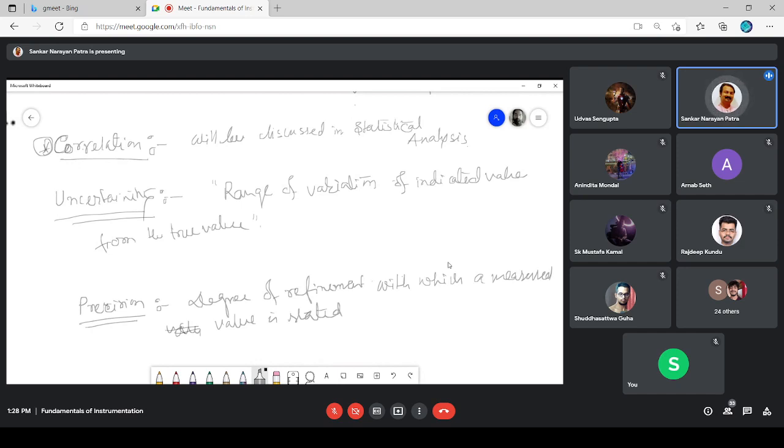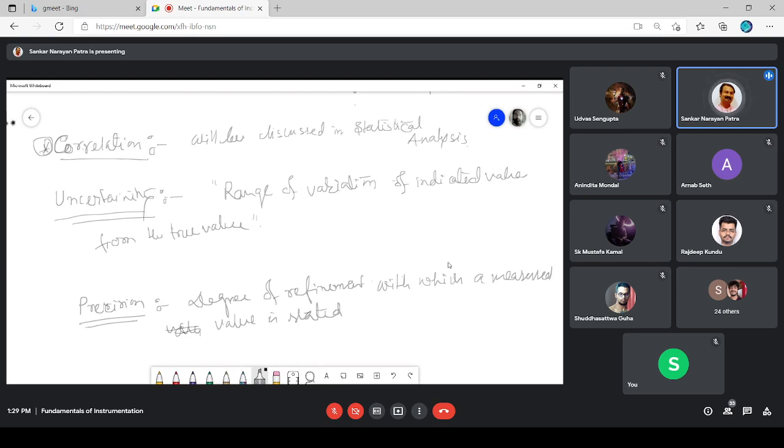The first one is highly precise but less accurate. In the middle, the second example I am giving, both accuracy and precision are poor, or bogus. And the last one, I said, the instrument is highly accurate, and not only that, it is better precise too.